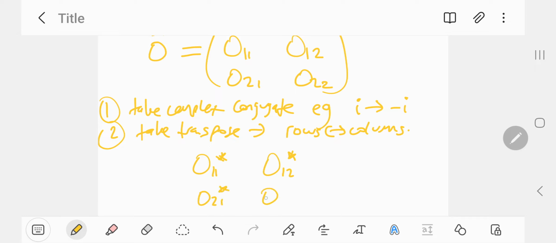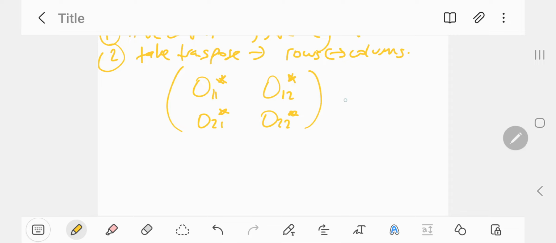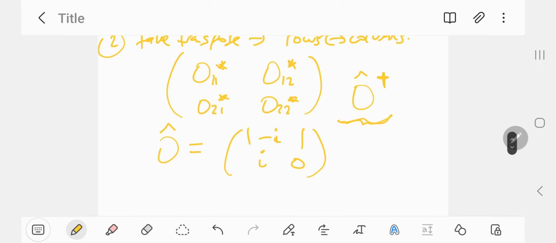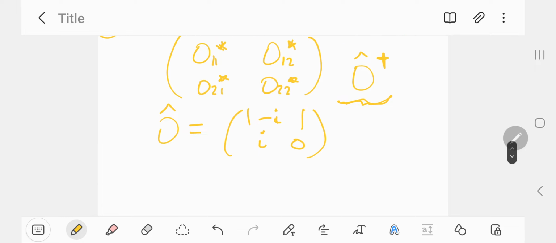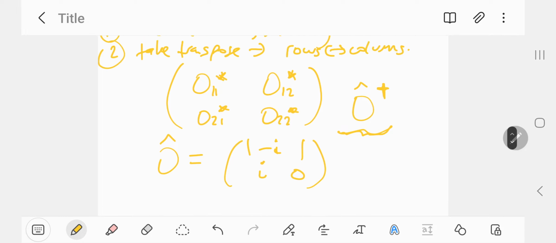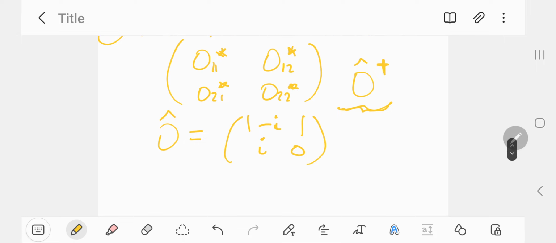Okay, it helps with an example. And this matrix represents a new operator, O hat with a dagger symbol. That's called the Hermitian adjoint of O. Let's do an example. Suppose we have the operator O given by this matrix, 1, minus i, 1, i, 0. Now to determine its Hermitian adjoint, we need to take the complex conjugate of its elements, and then swap rows with columns.